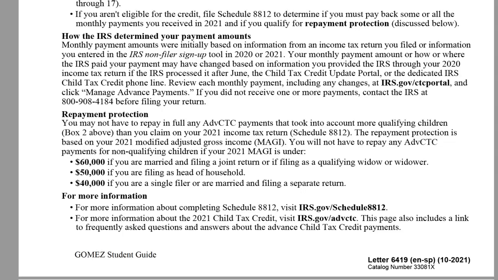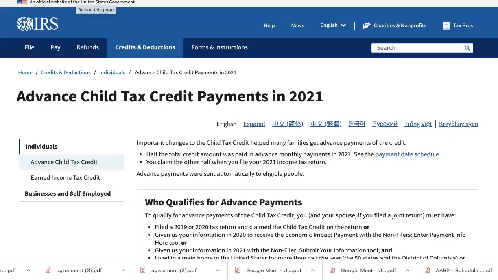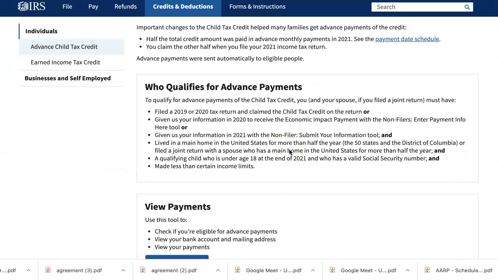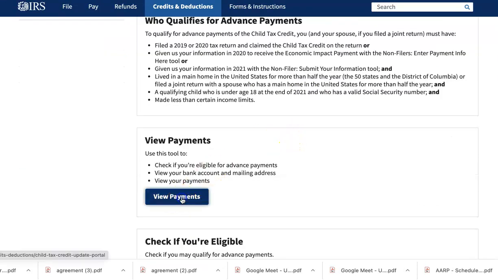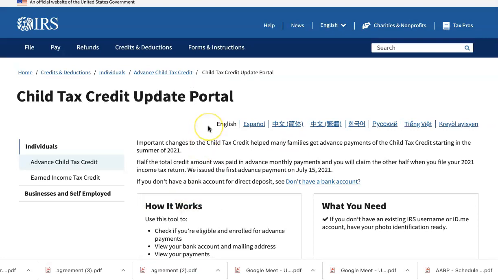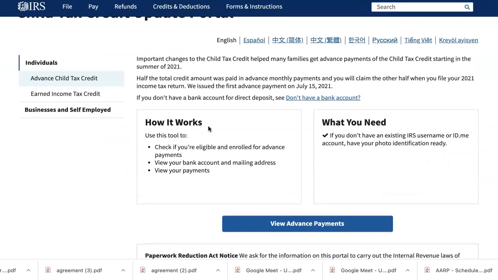So how do you do that? Well, one option is to go online and get that information. Let's take a look at that real quickly. If you do a Google search on Advanced Child Tax Credit Payment, you will come to this IRS page. Actually, if you search Advanced Child Tax Credit Payment Lookup, that'll get you here, the easiest way to do it. There's some information, and then it says View Payments, and you click on View Payments. And here's your Child Tax Credit Update portal, which is going to allow you to view your payments.